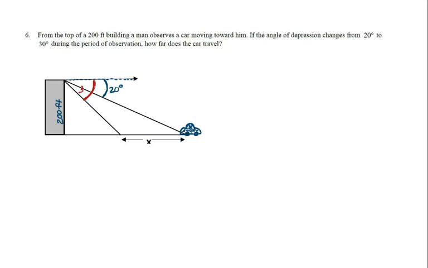And then the angle of depression changes from 20 to 30 because the car is getting closer to the building. The closer you are to an object and you're looking up or down at it, the steeper the angle should be. So that's how I knew the 20-degree angle was for the point the car is farthest away, and the 30-degree angle is for the car's second position, or the place a little bit closer to the building. We don't know how far the car traveled. That's what we're asked to find.